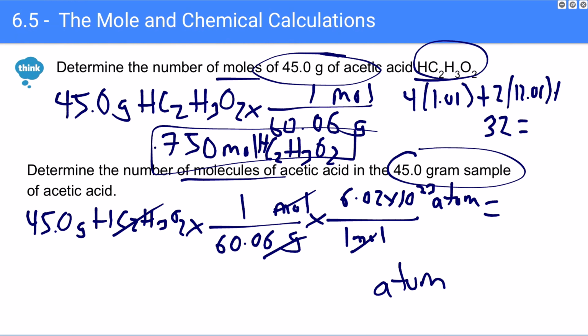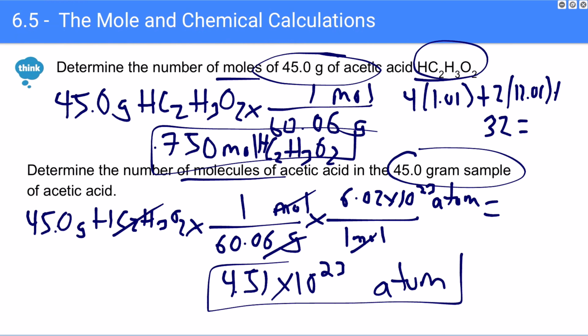And again, go through and calculate. So 45 divided by 60.06, and we're going to multiply that by 6.02 times 10 to the 23rd. Round to 3 sig figs, we end up with 4.51 times 10 to the 23rd. Always write your chemical as well.